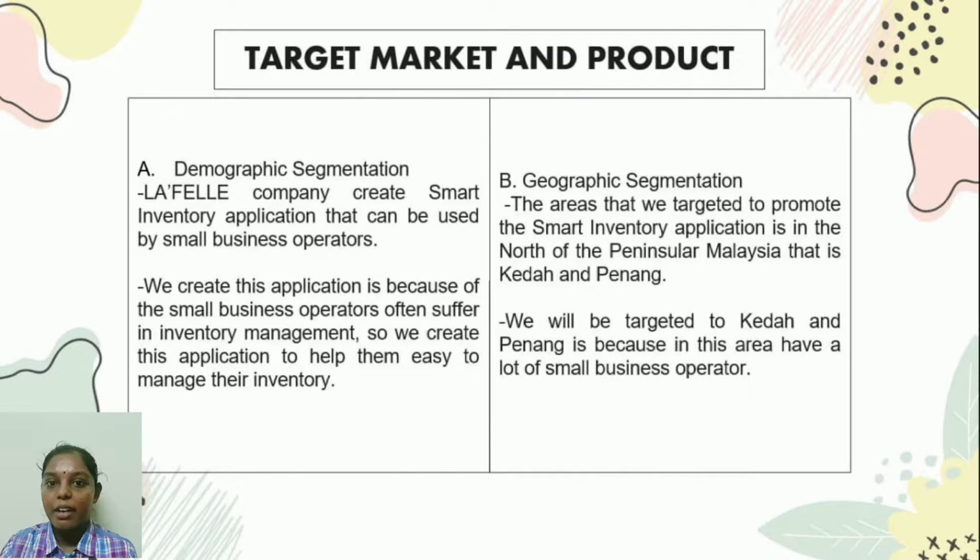Target market and product. First is demographic segmentation. Lafayette company creates the Smart Inventory application that can be used by small business operators. We created this application because small business operators often suffer in inventory management. So we created this application to help them manage the inventory easily. They can use this application to manage their inventory and check the stock in stock.